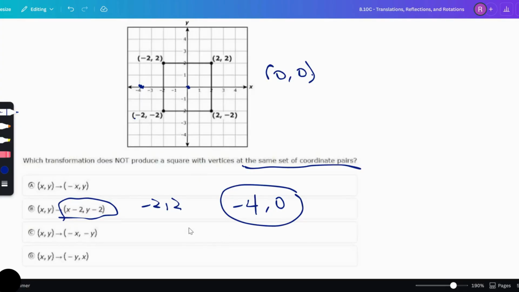For the second one, let's try negative 2 minus 2 for x, that becomes negative 4, and y, negative 2 minus 2, also becomes negative 4. So the second point will be here. At the end of the day, the center will not be at the origin again. But if you try A, C, and D, the centers will remain at the origin. So it is only B that does not produce a square with vertices at the same set of coordinate pairs. Apply each of these rules on all four points and confirm it yourself.